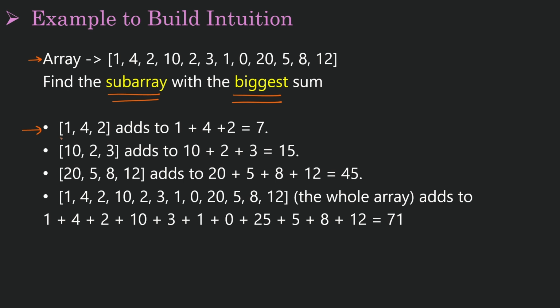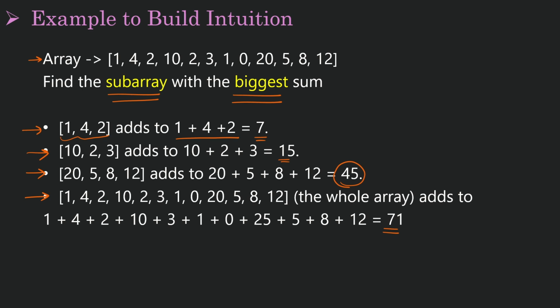One subarray could be the first three numbers, 1, 4, 2, which adds to 1 plus 4 plus 2 equals 7. Another could be 10, 2, 3, which is 10 plus 2 plus 3 equals 15. Or maybe the last four numbers, 20, 5, 8, 12, which add to 20 plus 5 plus 8 plus 12 equals 45. There's also the entire array, all 12 numbers, which we'll calculate later, but it includes both positive numbers like 20 and smaller or negative numbers that might reduce the sum.